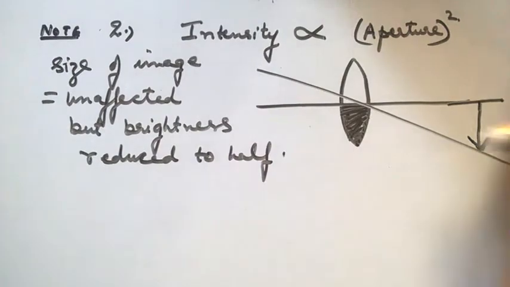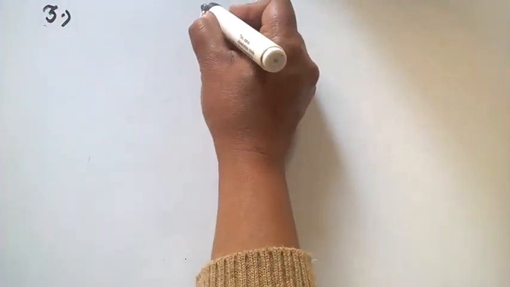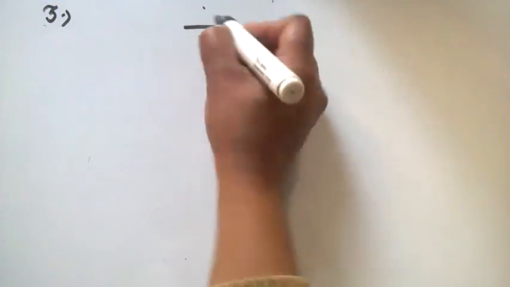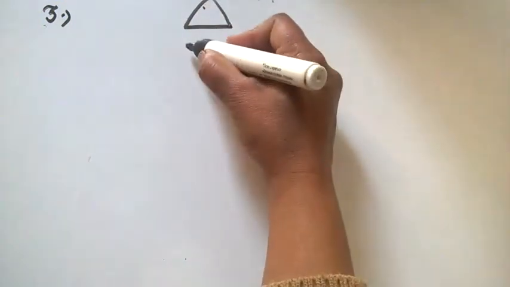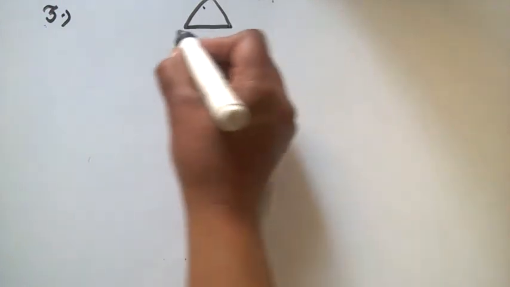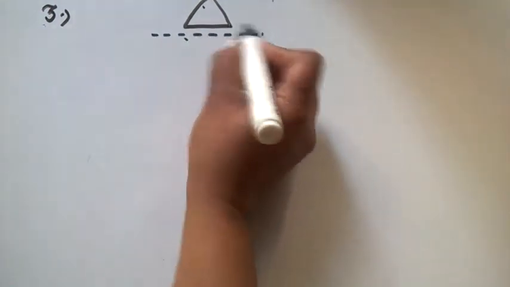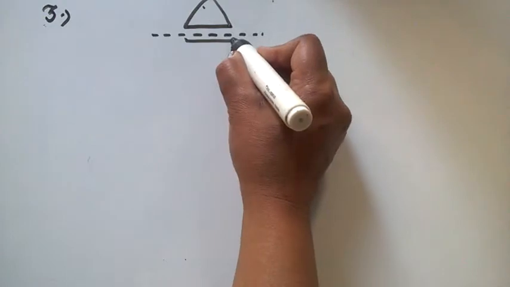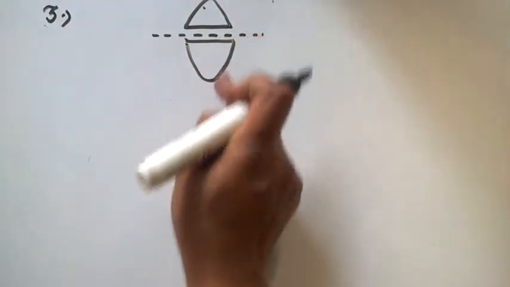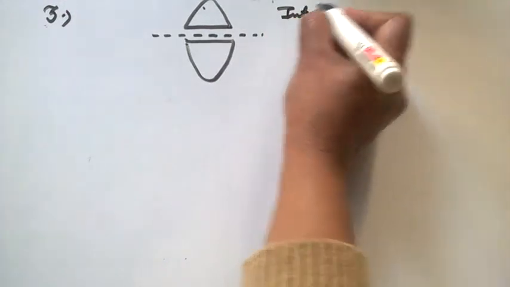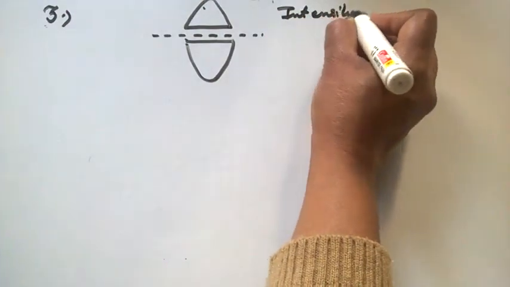Third point is, if we cut the lens horizontally in equal parts, let us suppose a convex lens, we cut it in two equal parts, then also its brightness is reduced to half. As we know, the intensity or brightness is reduced to half.